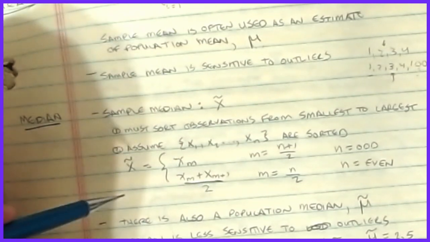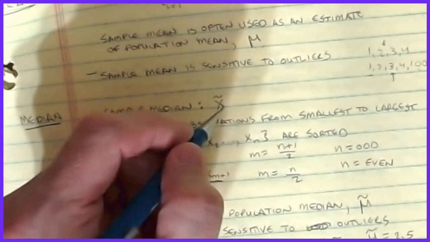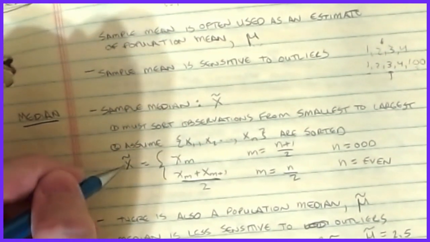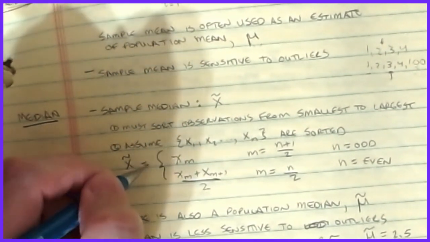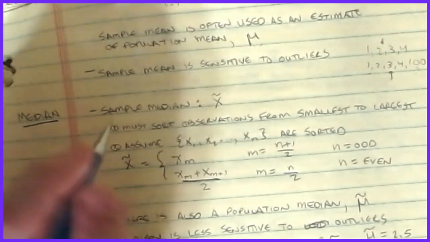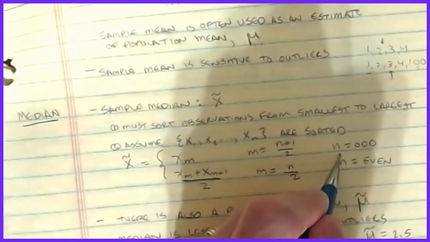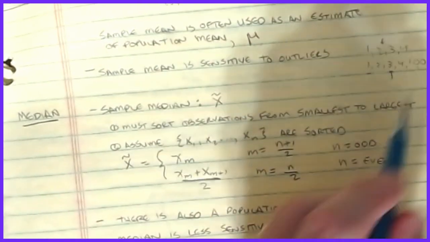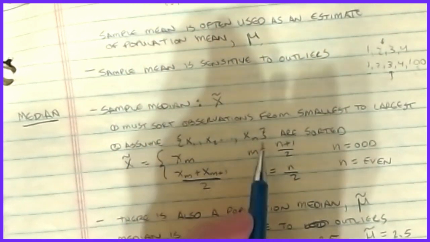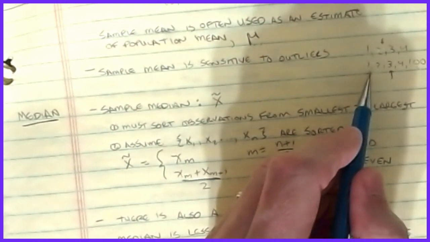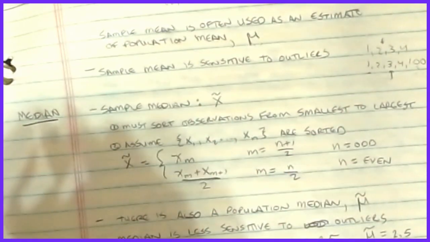Your book will write this as the sample median being x with a little squiggle over the top. It is equal to the data point x sub m, where m, the index of the number, is equal to (n plus 1) divided by 2. That will get you the median if n is odd. So in my case, it was 5 plus 1 divided by 2, which is 3. So I took the x3 data point. This was 1, 2, 3. That's how I got it.